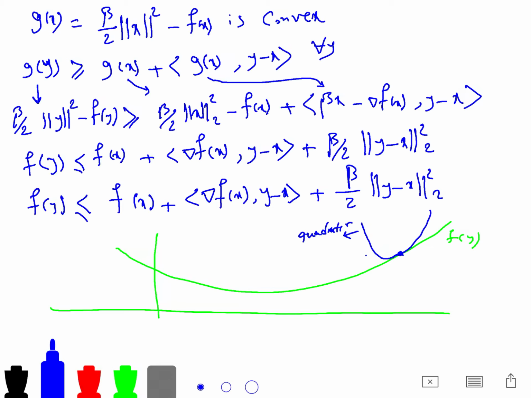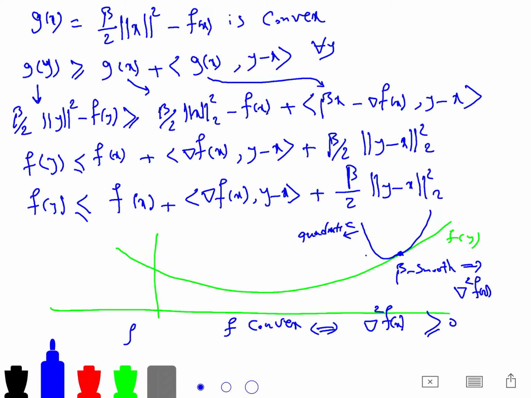And also we can show that if f is twice differentiable, we can say that f is convex if and only if the Hessian of f of x is positive semi-definite. And also, if f is beta smooth, you can easily show that the Hessian of f of x is lower or equal to beta times identity.